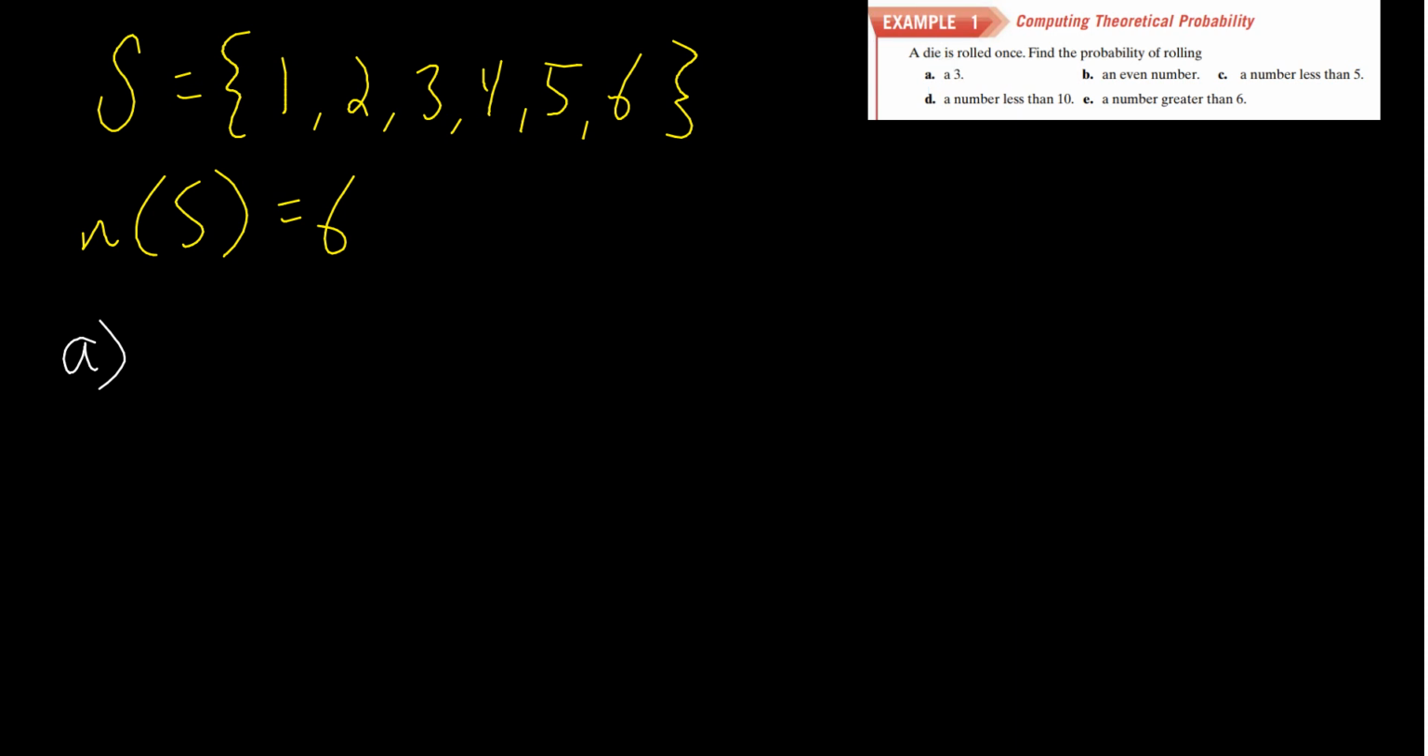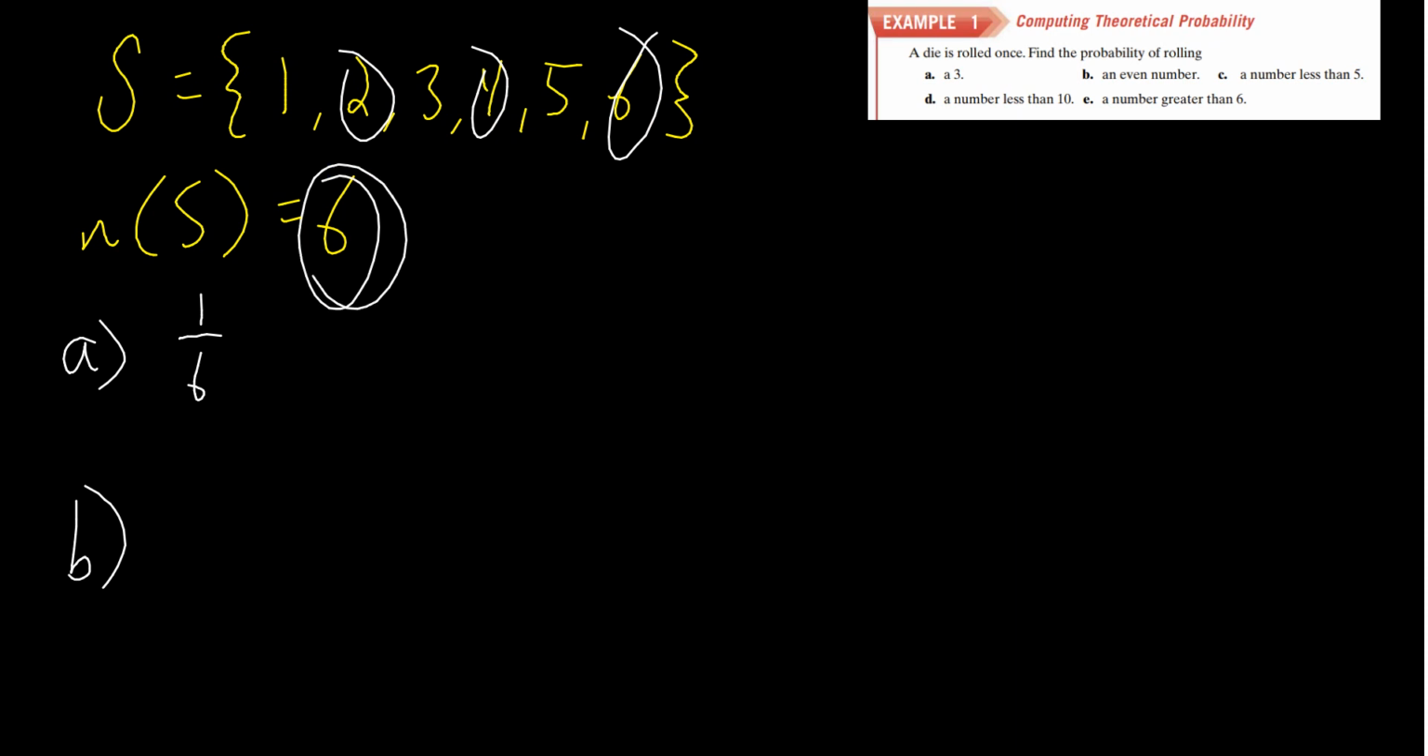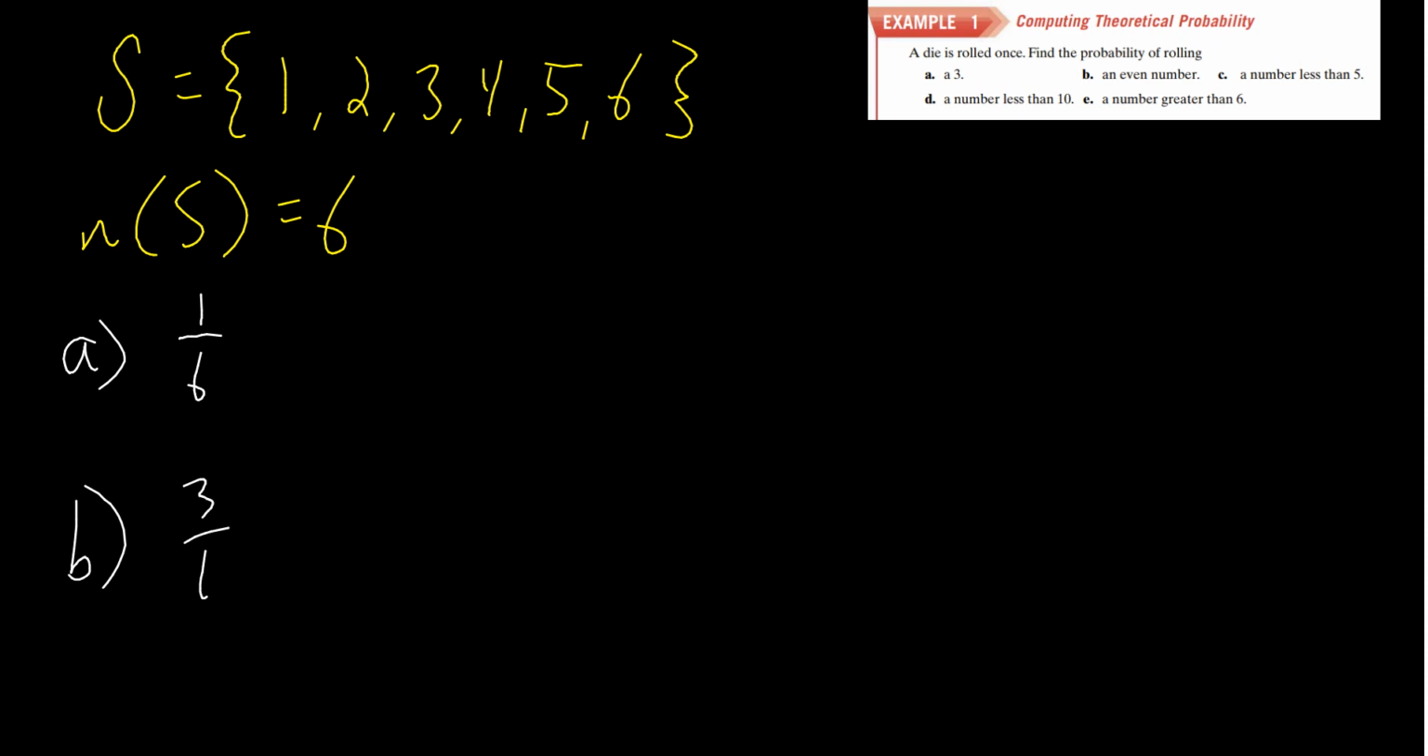So A, look up here. A, find the probability of rolling a 3. Okay, well, how many 3s are on a die? Well, there's only one, right? So there's only one 3, and there are 6 sides. So the probability there is going to be 1 over 6. And that's it. Let's look at B. An even number. Okay, so how many even numbers do we have? We have 2, 4, 6. All right, so we have 3 even numbers out of 6 possible numbers. So that's just going to be 3 divided by 6, or 1/2.